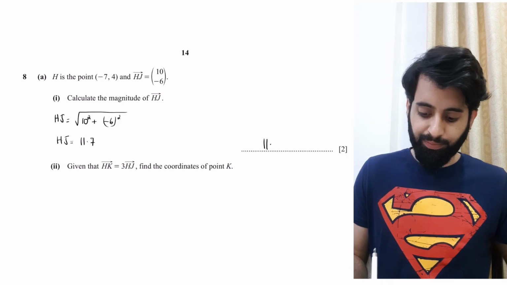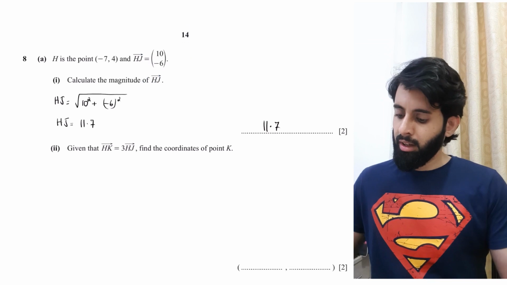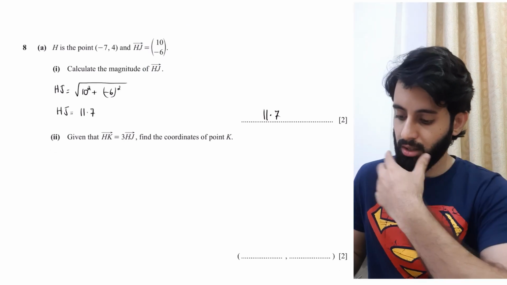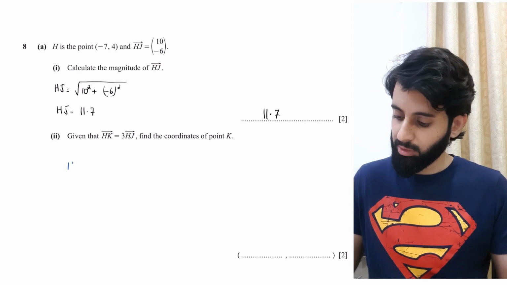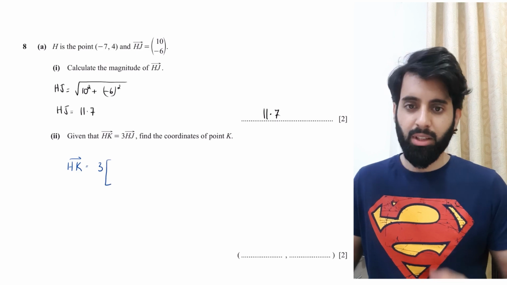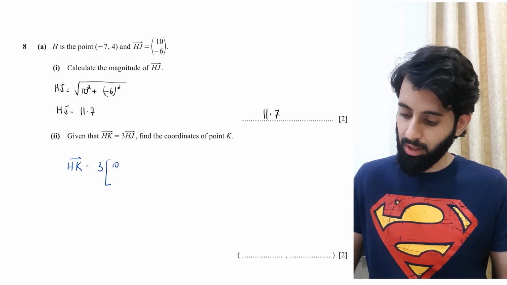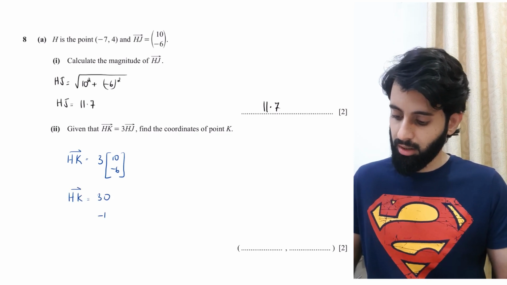There you go. 11.7 is our final answer. Let's switch to another color. Given that HK is equal to 3 times HJ, find the coordinates of the point K. So HK is equal to 3 times HJ, which we can instantly work out: 3 times 10 and minus 6. So HK is equal to 30 and minus 18.